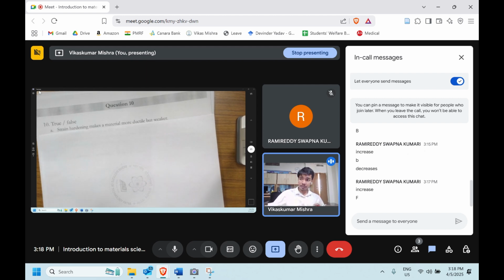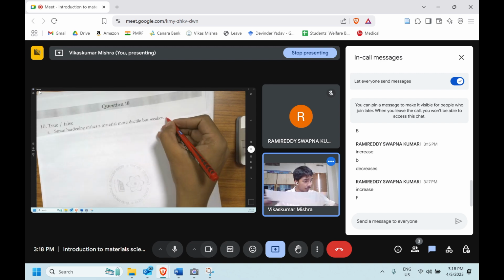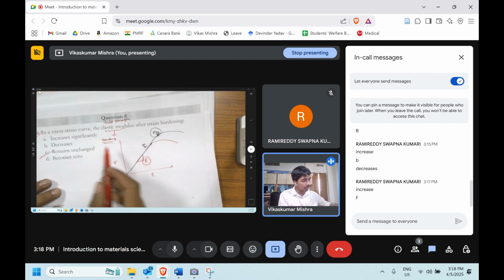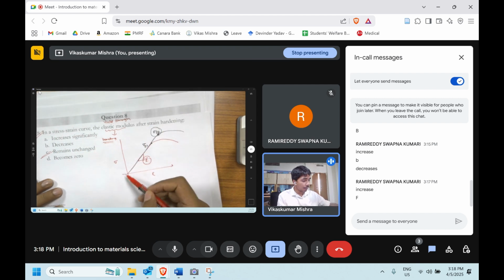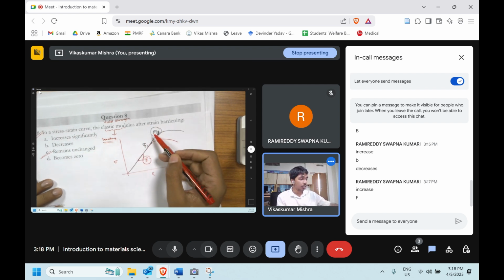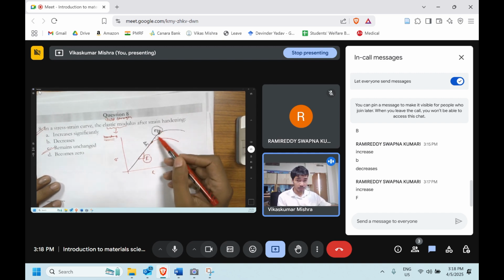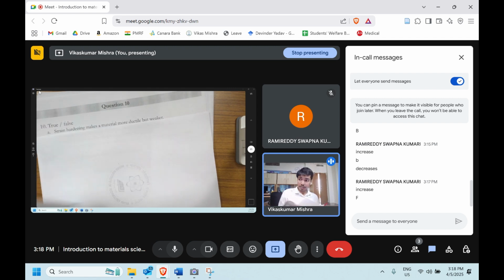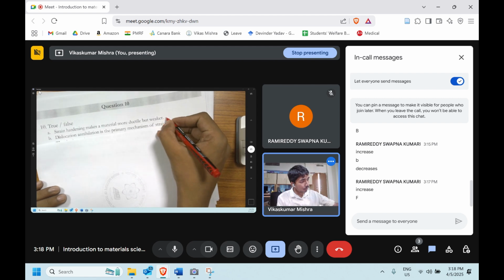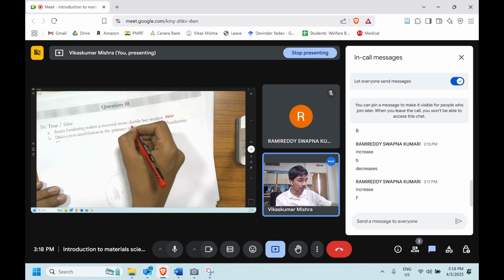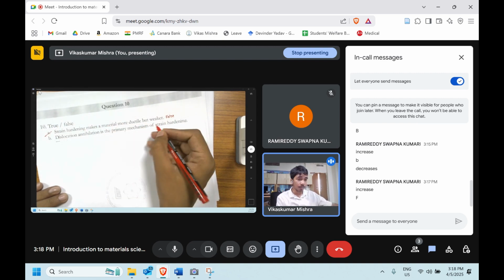We saw false. Very good. We saw here that I did the strain hardening. After that, my yield strength increased from y1 to y2. This increase will be associated with it. And since now my material is harder, its ductility will decrease. So it's a false. It will become stronger but less ductile, or we can say more brittle.